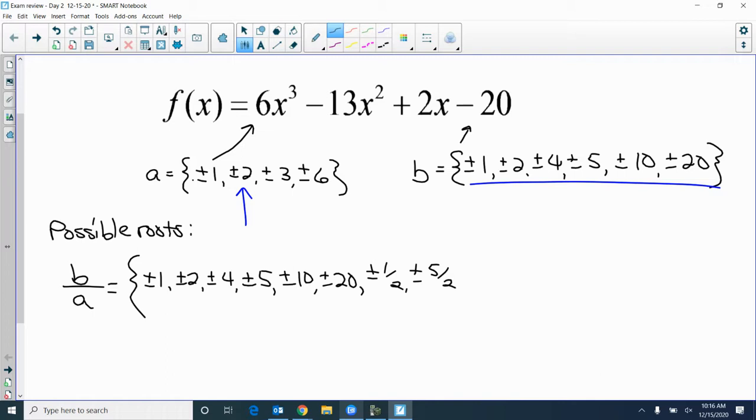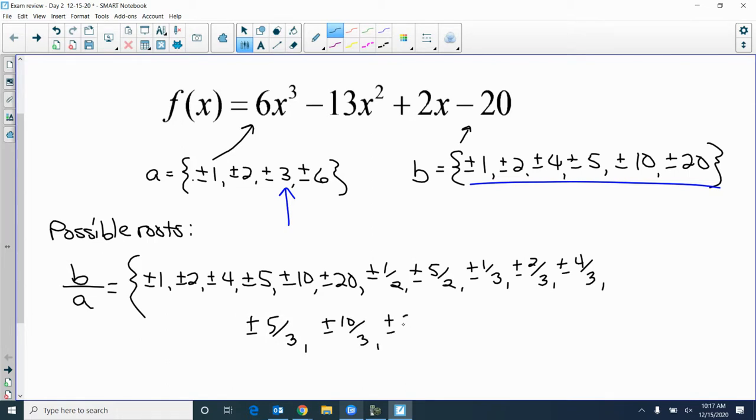Now, what's the next one? Divide by 3. Unfortunately, I do get a few new ones there because I think they're all new. 1/3, 2/3, 4/3, 5/3. What do we got left? 10/3 and 20/3.